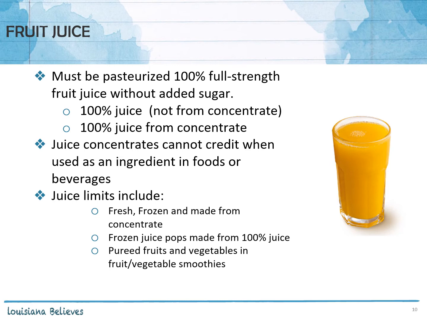For example, gelatin made with juice does not credit as a juice since the fruit juice is no longer in the form of liquid or frozen juice. The Food Buying Guide provides additional crediting information.